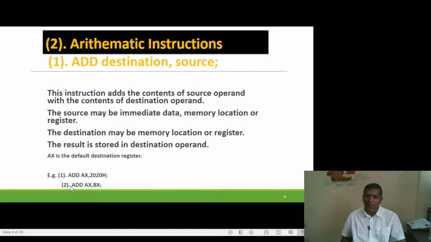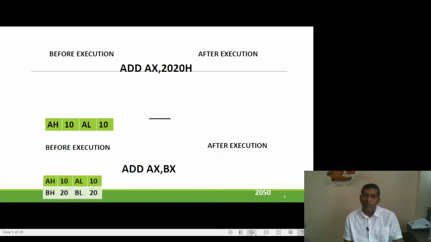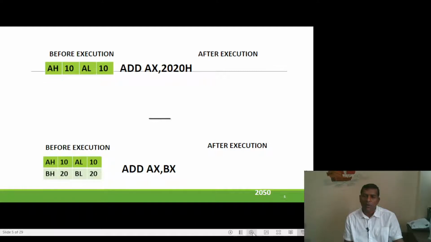The second example is ADD AX, BX, where the contents of BX are added into AX and the result will be stored in AX. AX is always considered as an accumulator, the final destination or storage. It's the default storage after every execution. This is an example with which we will be able to understand how it works.